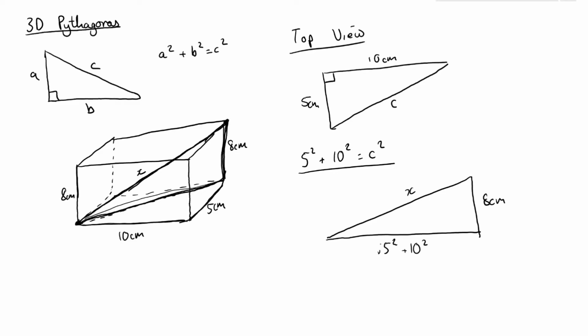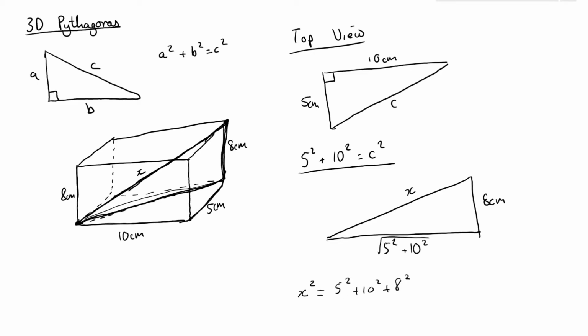This should technically be square rooted when it's a length. But to work out x, I'm going to do the square root of 5 squared plus 10 squared, all squared, plus 8 squared, is equal to x squared. So I'm going to end up with an expression that says x squared is equal to 5 squared plus 10 squared plus 8 squared.